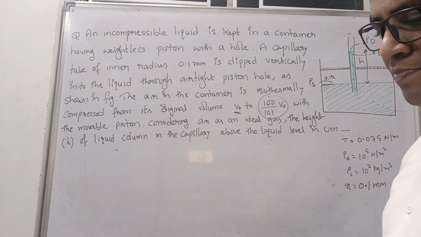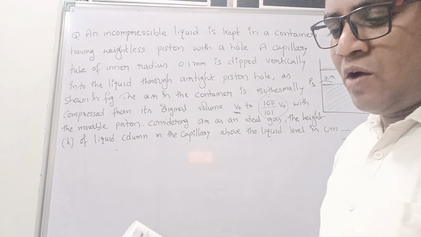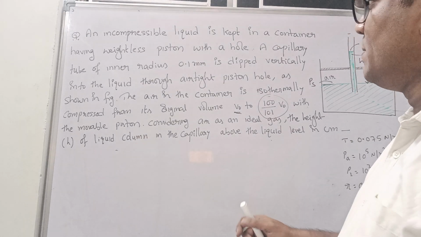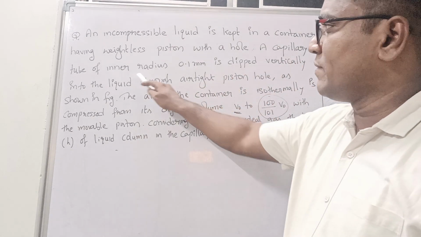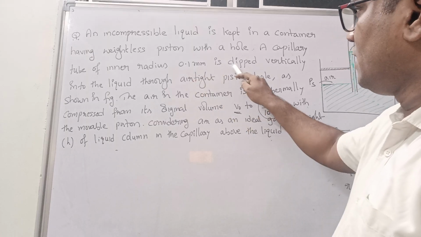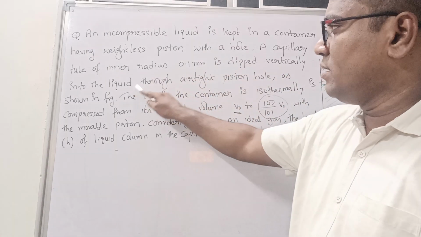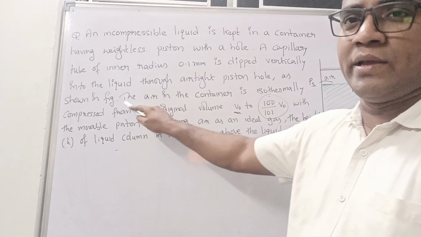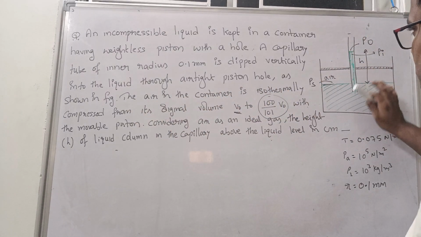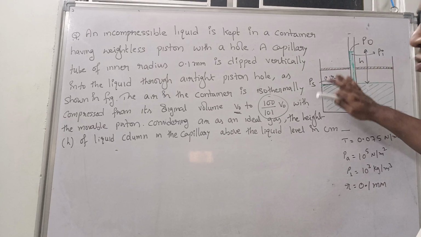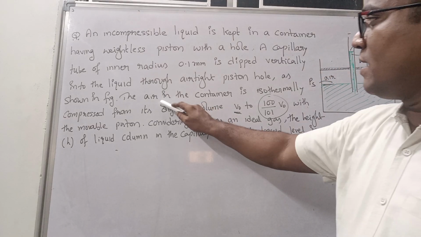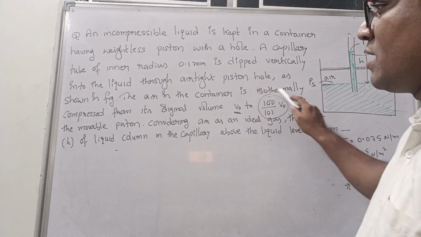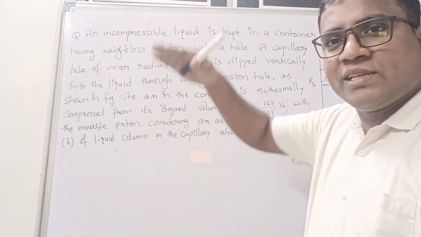A capillary tube of inner radius 0.1 millimeter is dipped vertically into the liquid through an airtight piston hole as shown in the figure. So we already discussed, right? It will be airtight, there is no chance for air to escape. And the air in the container is isothermally compressed. So air is compressed here.